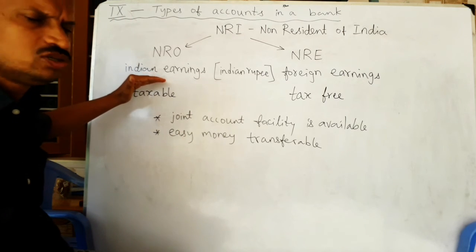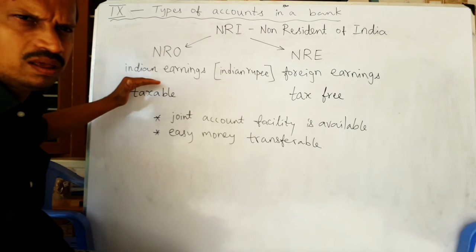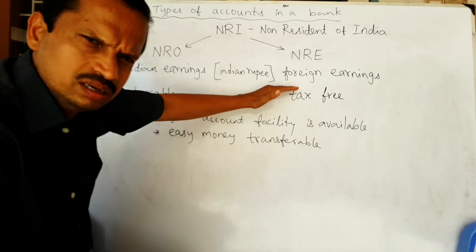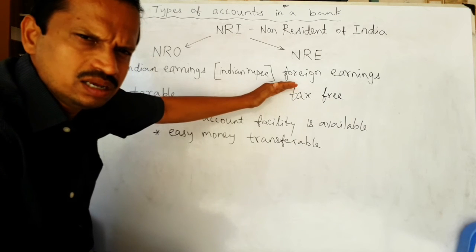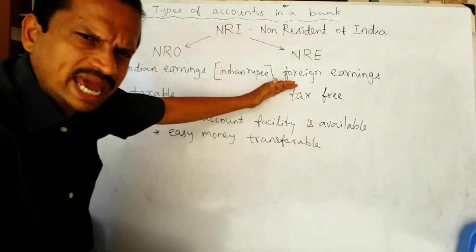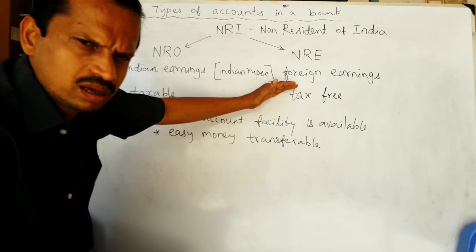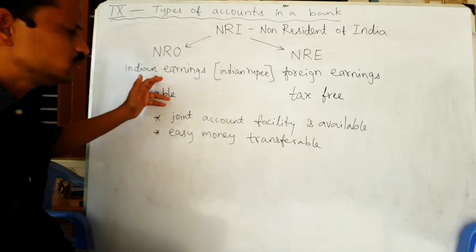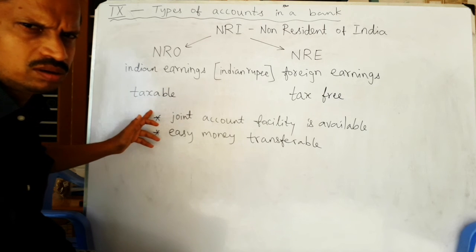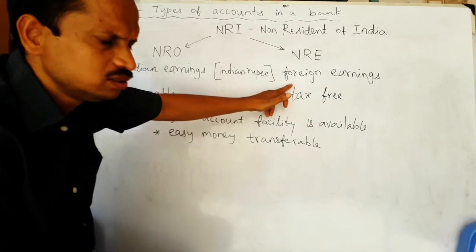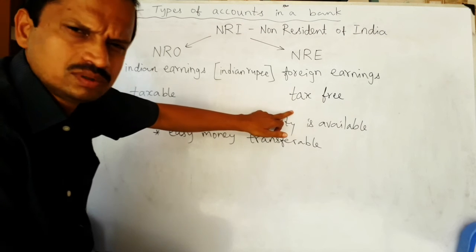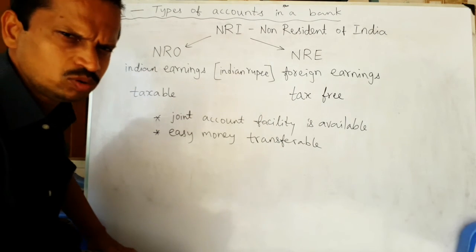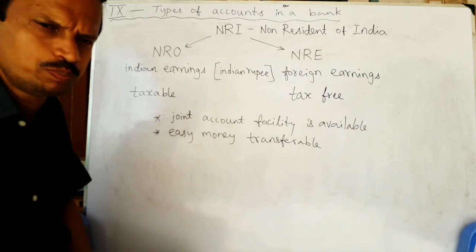And since they are earning in India, it is taxable. In this account NRE, they are earning in foreign countries, so it is tax free. They need not pay the tax. So this is the major difference. It is Indian earning, so I have to pay tax. This is foreign earnings, no need to pay tax, tax free. So both amounts are deposited in Indian rupees.